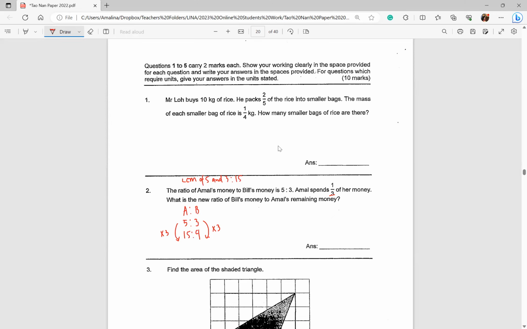Then because I want to find 1/3 of 15 units, that means you will get 5 units. So Amal got 15 right now. You minus off 5, you are left with 10 at the end. So Amal got 10 at the end. Bill, there is no change to his money. So my ratio will be 10:9.